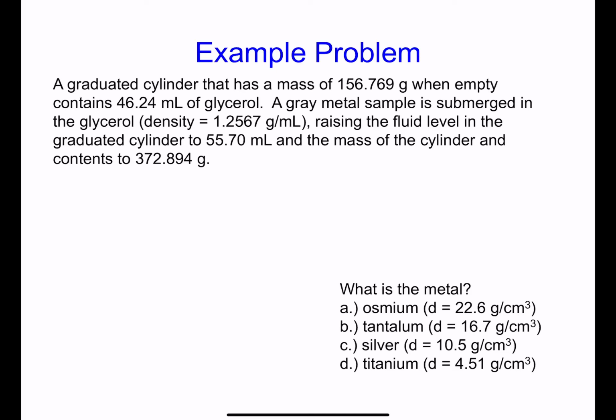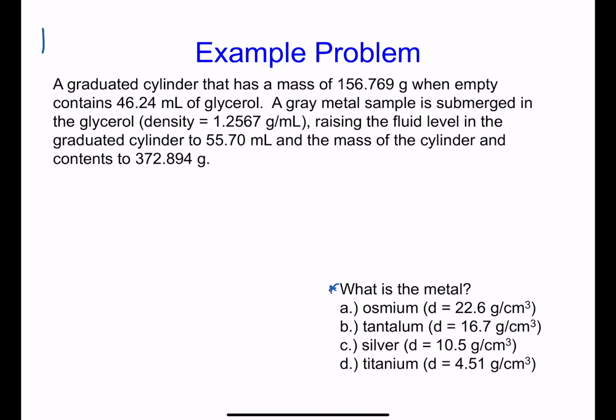So first, let's read the problem together. A graduated cylinder that has a mass of 156.769 grams when empty contains 46.24 milliliters of glycerol. A gray metal sample is submerged in the glycerol, which has a density of 1.2567 grams per milliliter, raising the fluid level in the graduated cylinder to 55.70 milliliters and the mass of the cylinder and its contents to 372.894 grams. What is the metal? That's our goal, to figure out what this gray metal is.